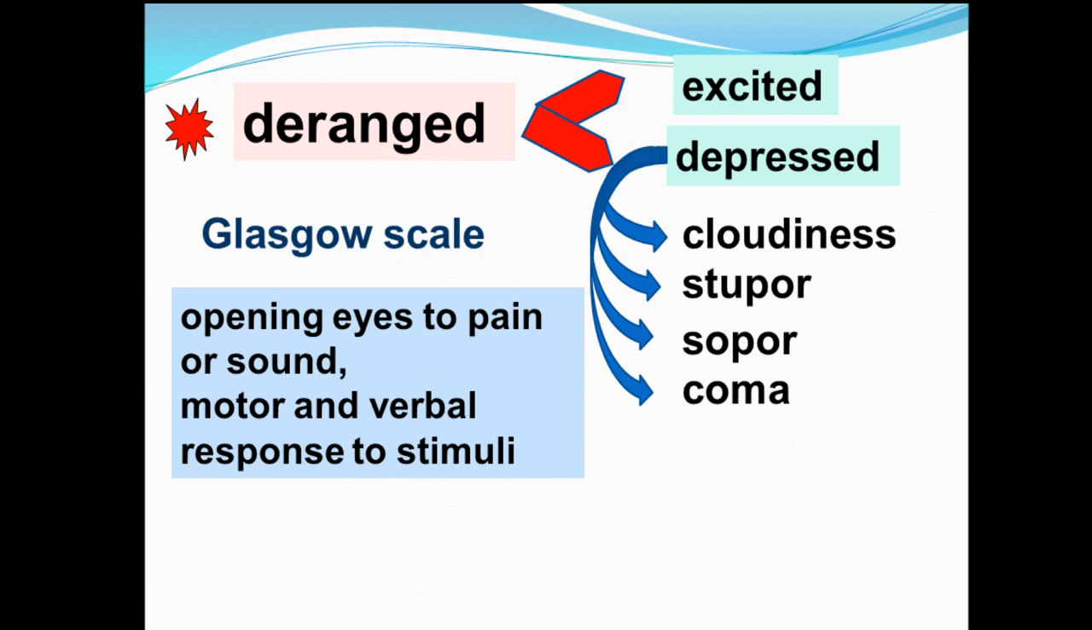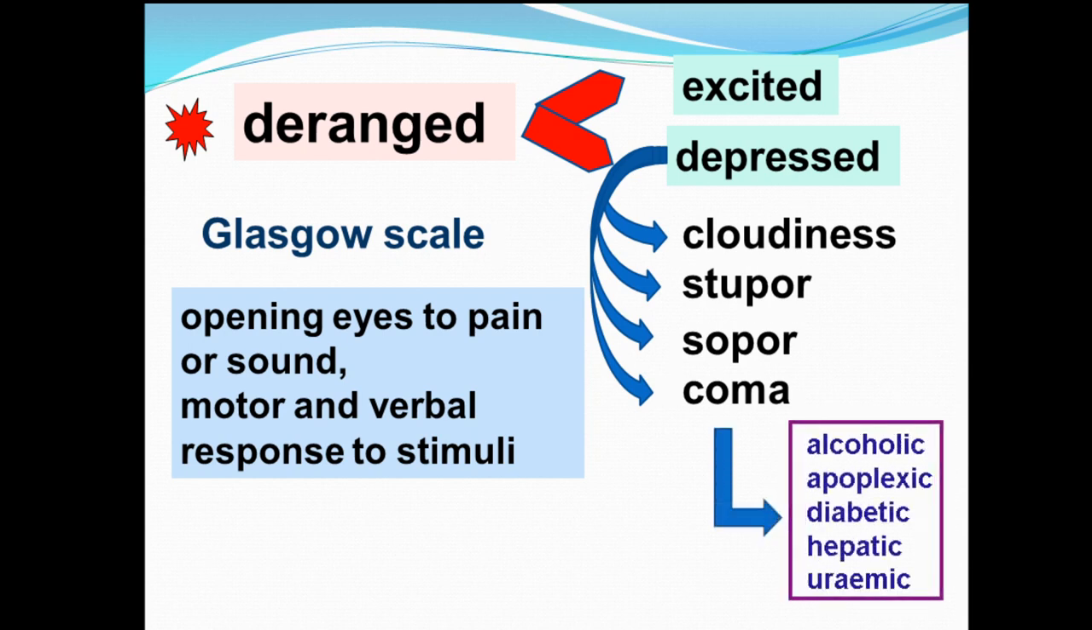I'll again pay your attention: to assess the consciousness of a patient, you will obligatorily talk with him. And depending on his answer, you will distinguish clear or deranged consciousness. Deranged consciousness is divided into some characteristic states, from cloudiness to coma.